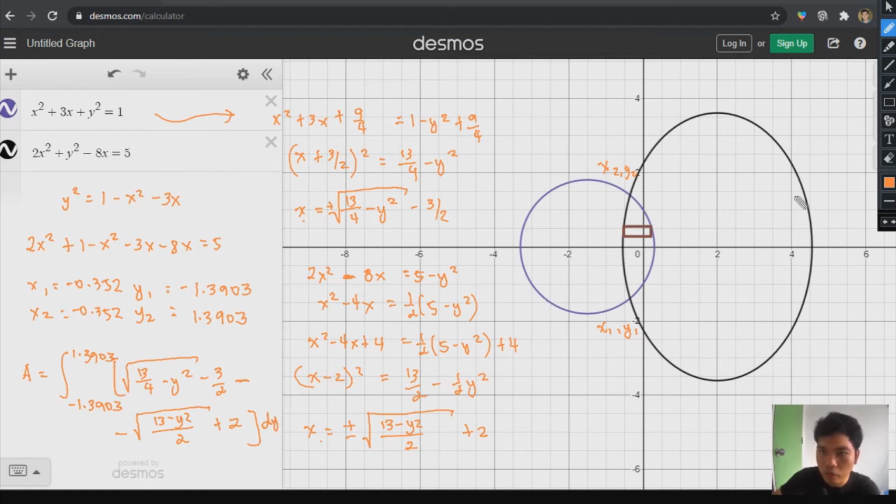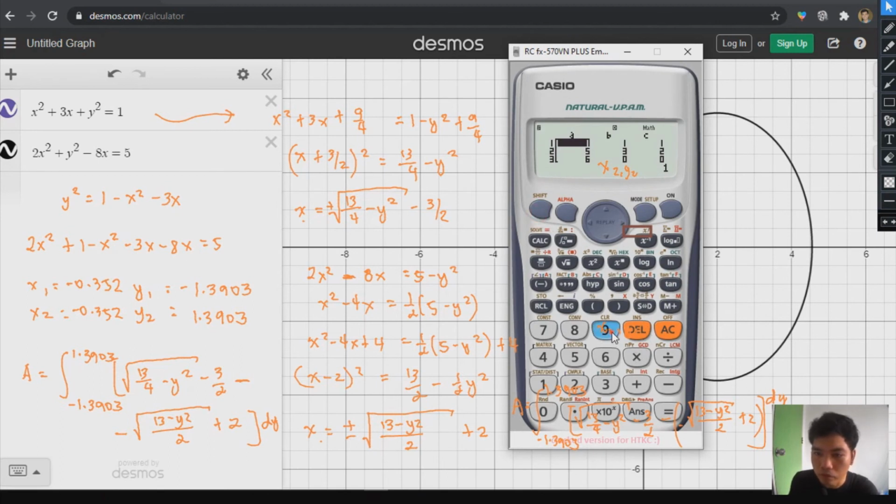Okay? So siguro sulat ko lang ulit dito ng bilis. So we have A is equal to the integral from negative 1.3903 to positive 1.3903. But then again, yung ginagamit ko is stored value para saktong-sakto siya. So that is square root of 13 over 4 minus y squared. And then yung 3 halves nasa labas yun ng radical sign. So minus the negative of square root of 13 minus y squared over 2 and then plus 2. Okay, and then close natin to in dy. Okay, so ito yung tinatype natin sa calcu para ma-integrate. So let's use the calculator kung magagawa natin siya.